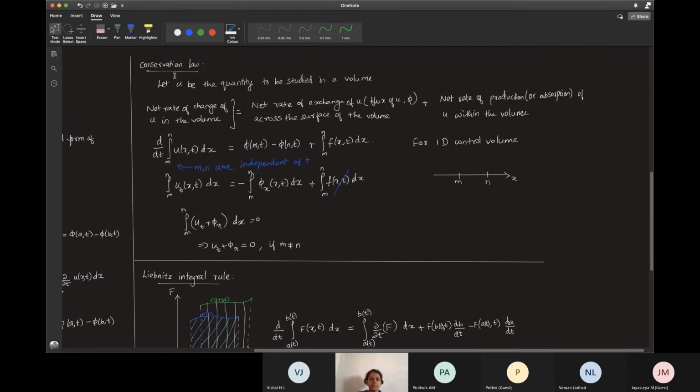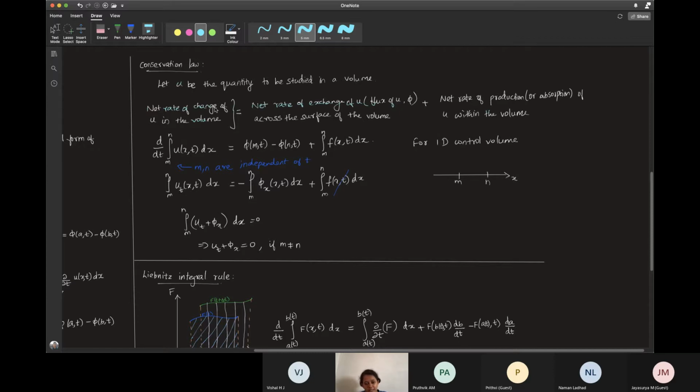So first we will see this. Usually you would have come across this, I guess. For any system, using this you write the conservation law. That is, you consider a volume and you consider some quantity u in that volume. Your conservation law states that the net rate of change of u in the volume equals the net rate of exchange of u across the volume, plus the net rate of production or absorption of u within the volume. So this is the conservation law.